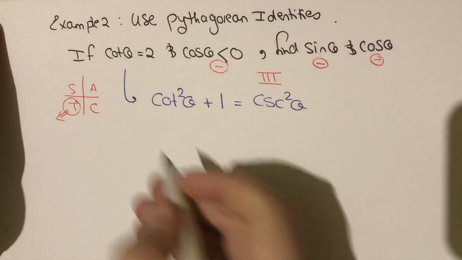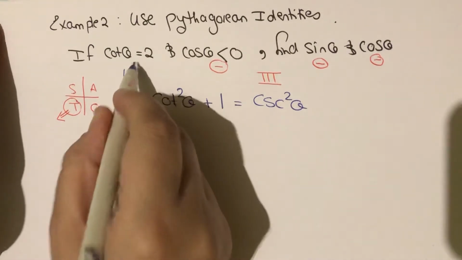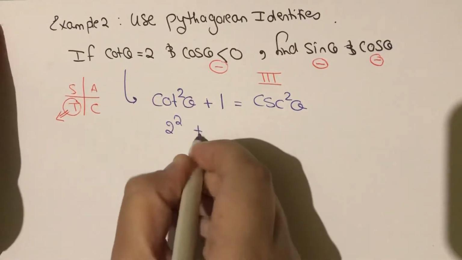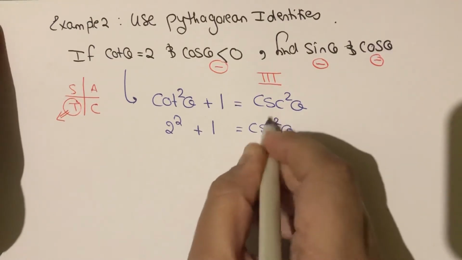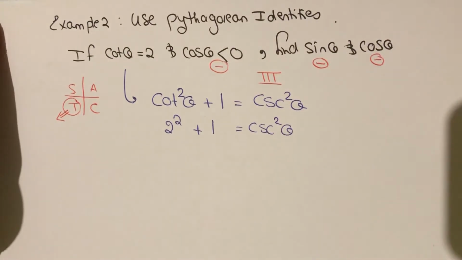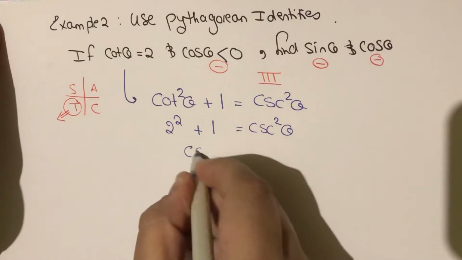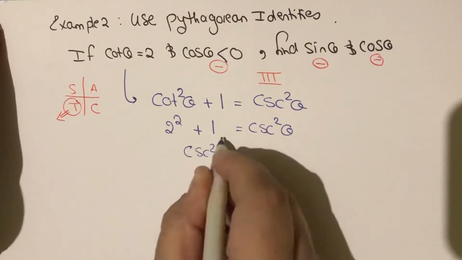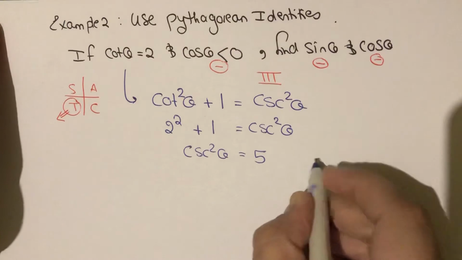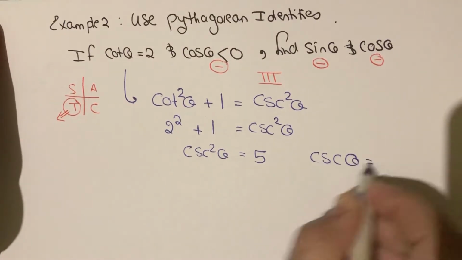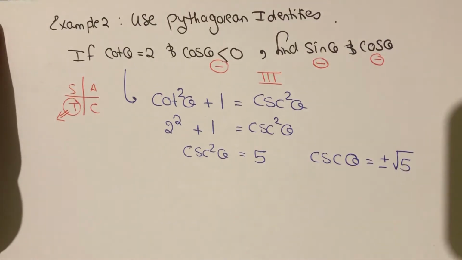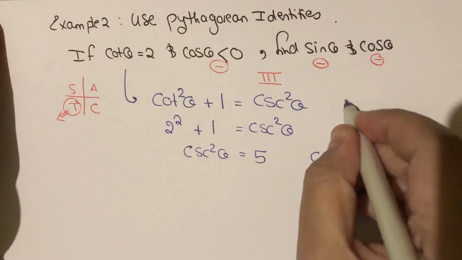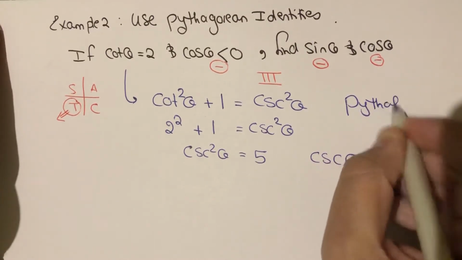Now I know cotan squared theta is going to be 2 squared plus 1 is equal to cosec squared theta. And remember, we put the square above the cosec, not above the theta. So cosec squared theta is equal to 4 plus 1, which is 5. So cosec theta, when I take the root, I will have to write plus or minus root of 5. Okay? So this was one of the Pythagorean identities.